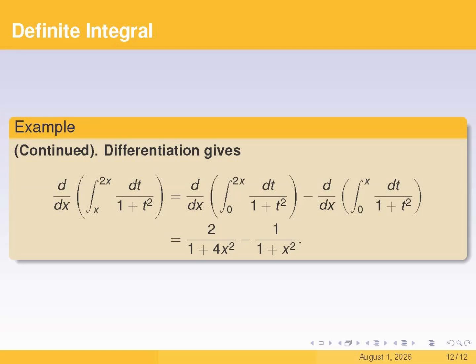Next, differentiating both sides with respect to the variable x yields the equality on the second line. Finally, applying the formula from the Fundamental Theorem of Calculus completes the calculation, as displayed on the last line.